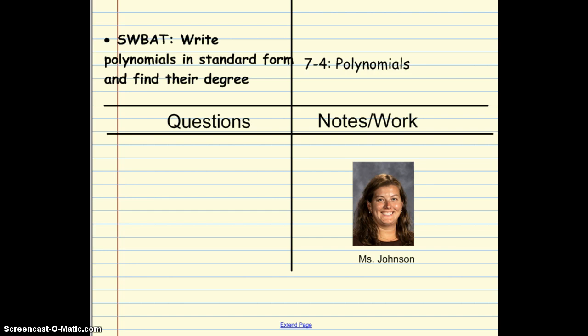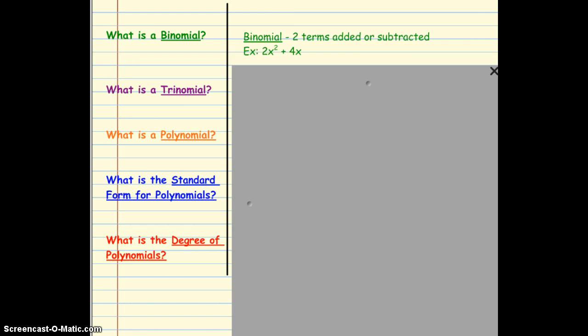Our objective for today is that we are going to be writing polynomials in standard form and we are going to be finding their degree. We have a ton of vocab words for today, so let's go ahead and take a look at them. First one, what is a binomial?